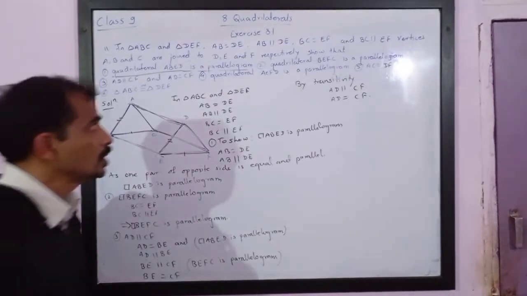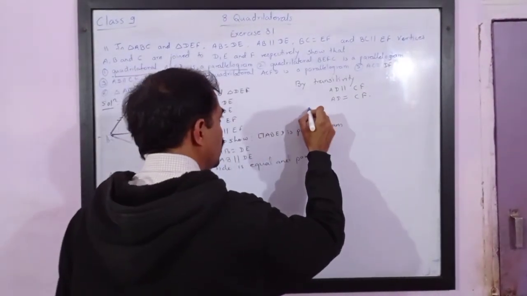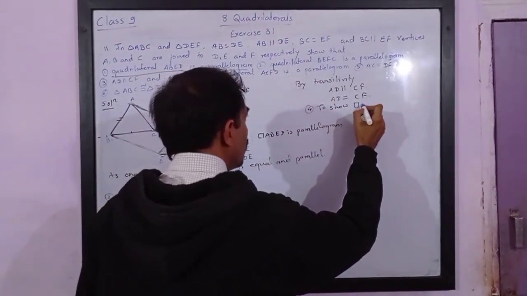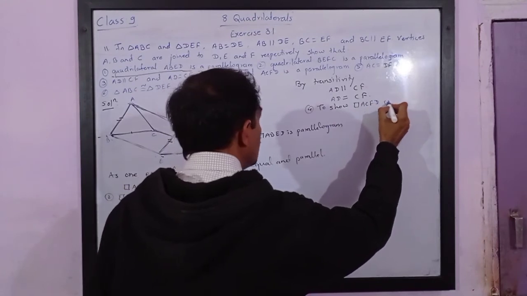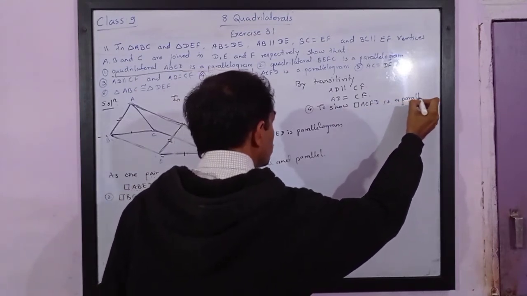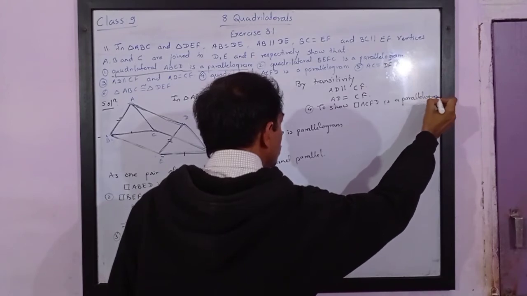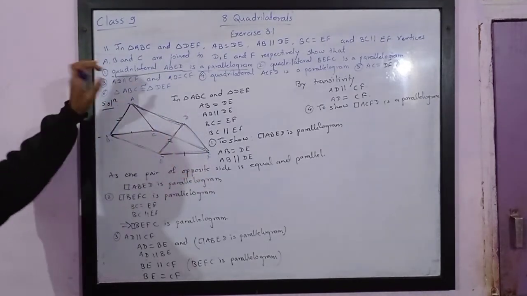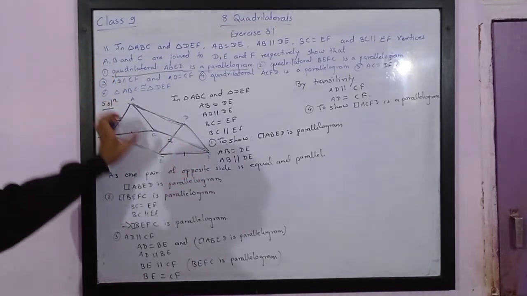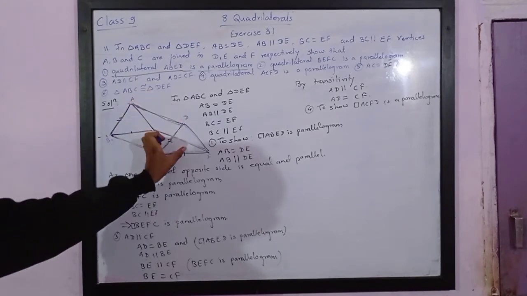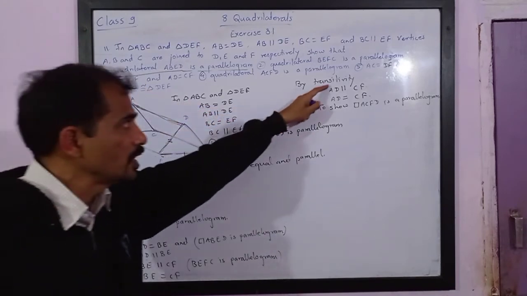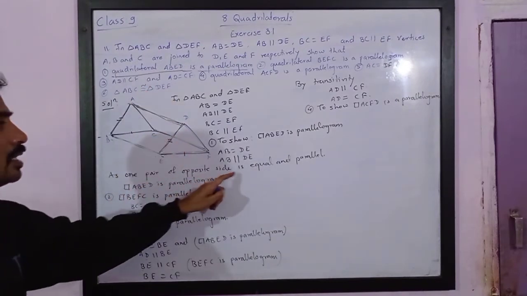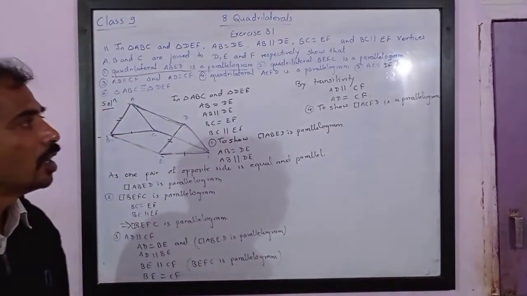Now fourth, we have to prove that quadrilateral ACFD is a parallelogram. See, now we have shown that AD is equal to CF and AD is parallel to CF. So one pair is equal as well as parallel, hence the quadrilateral ACFD is a parallelogram.